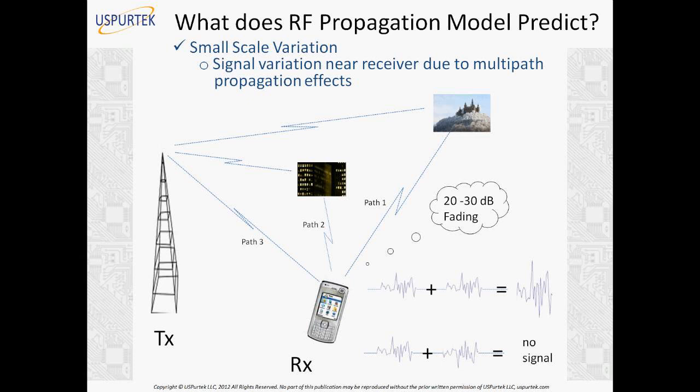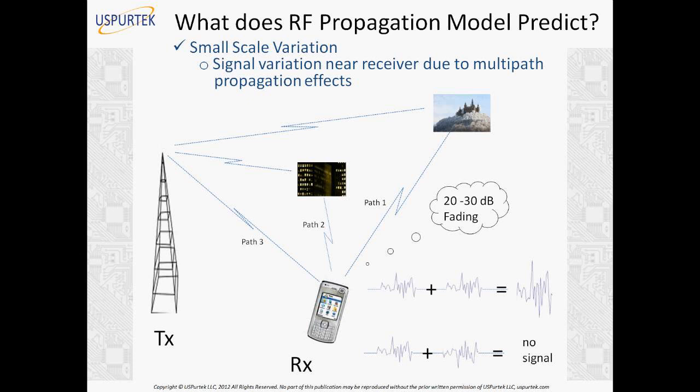Why are they reaching out of phase? Because they are traversing different lengths of distance, different lengths of paths. And this can result in fading. This is called fading, up to 20 or 30 dB of fading. Your signal can fall by 20 to 30 dB just because of this small scale variation. It's not large scale variation.